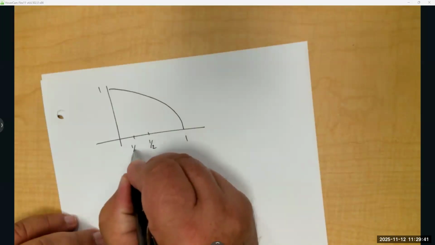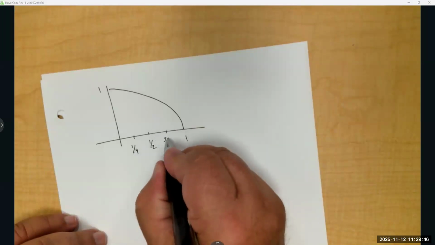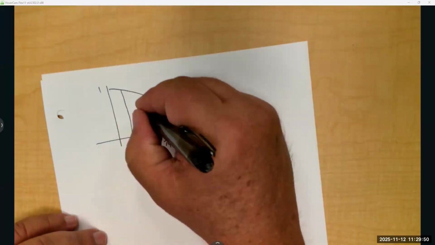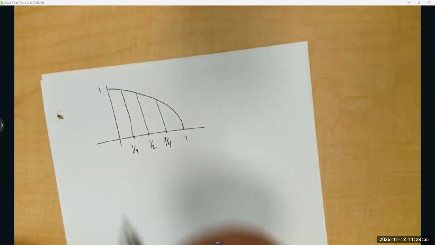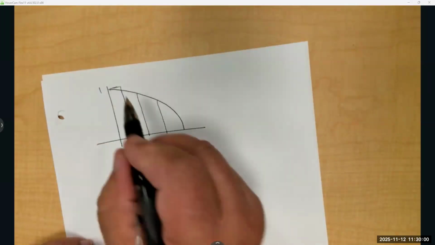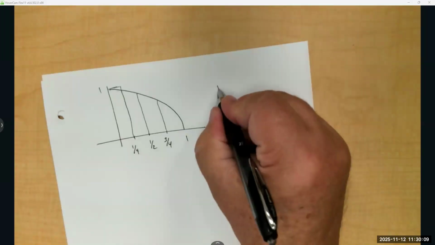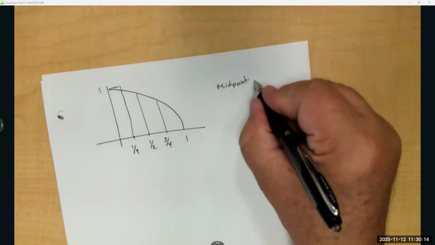Let's keep it at fourth. Because if we did the upper sum or the lower sum, we wasted too much space. There's a third method we can use. The midpoint method.